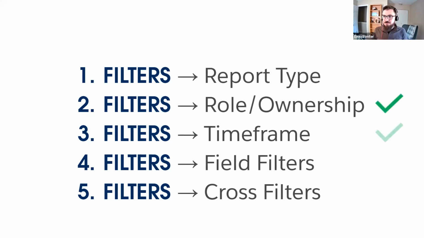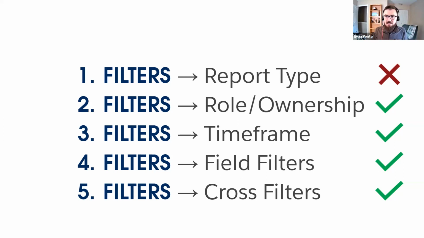And the good news is filters 2 through 5, you needed to filter based on a time frame, a field filter, a role or ownership, or use a cross filter, which we'll talk about later. We can adjust any of those filters at any point in our report building process. But the very first filter applied to our reporting results is the report type. It's critical in order to understand what our data set is going to be that we're working with as we begin to build our report.